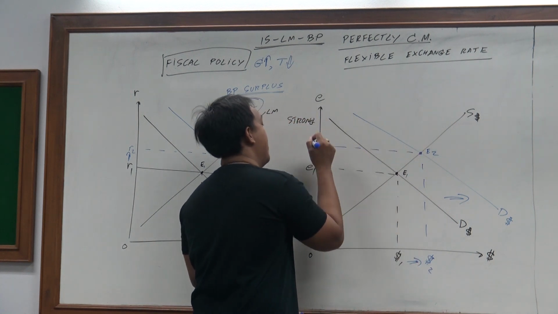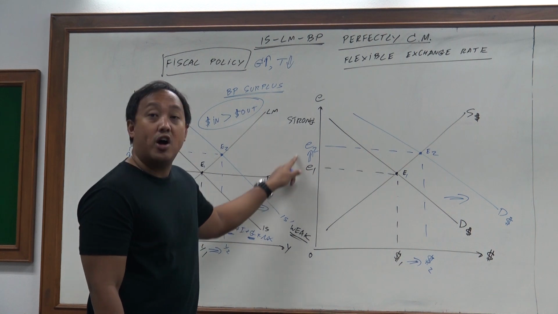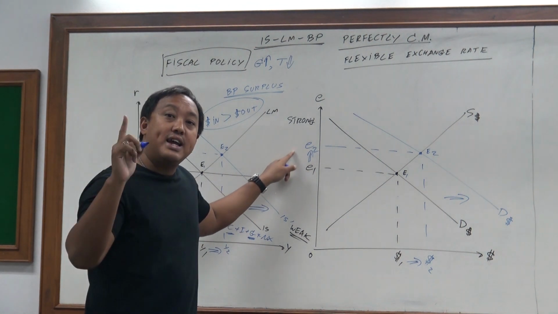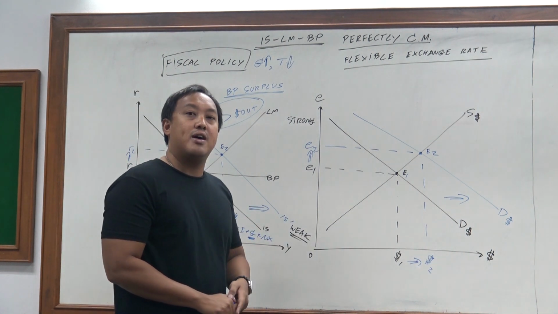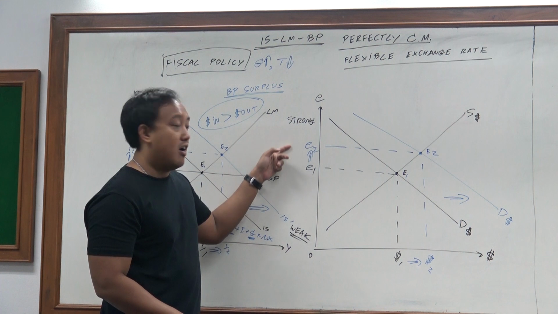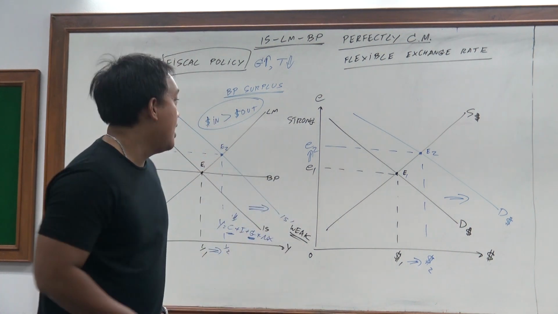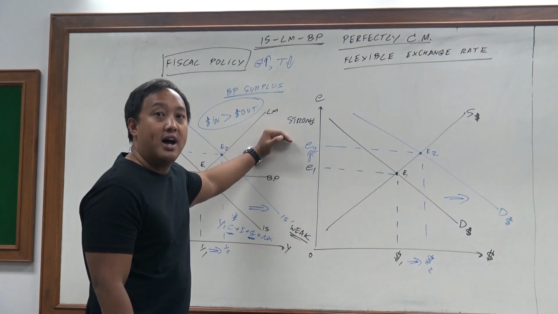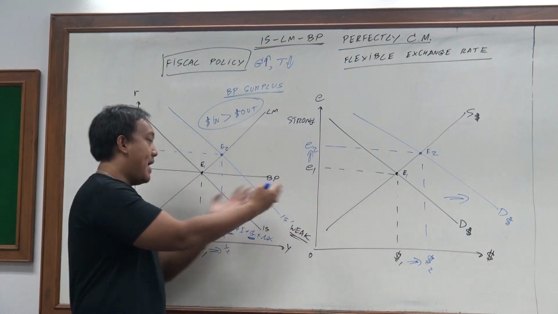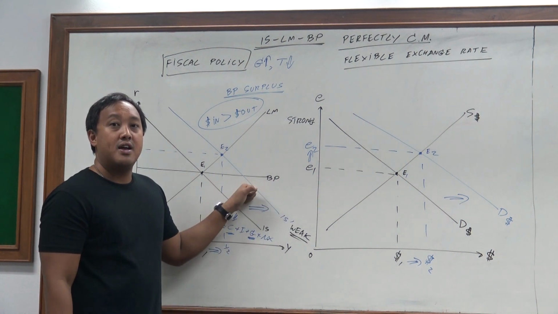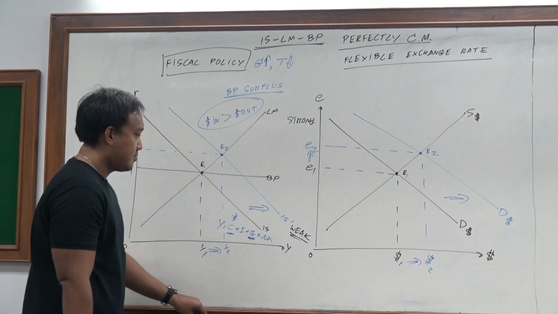At the same time, the US dollar becomes stronger. The price of the US dollar is increasing. The dollar has a stronger value. So the next step: when the dollar becomes stronger, how does it affect back to this graph?